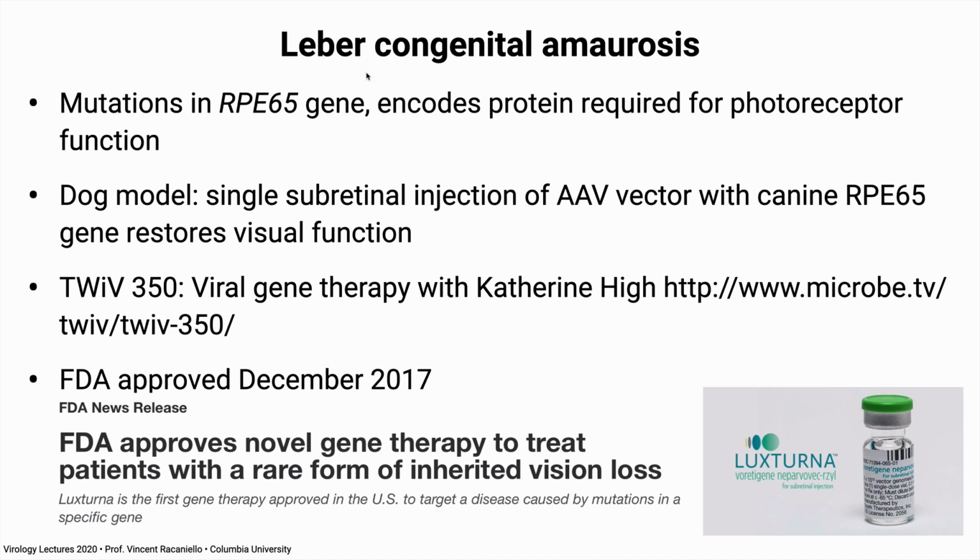And so in this one trial for a disease called Leber congenital amaurosis, these patients have mutations in the retinal pigment epithelium 65 gene, which is needed for photoreceptor function. It's defective, so they can't see. In dogs, a single subretinal injection of AAV with the dog gene, and these dogs have the blindness, restores visual function. So after these preclinical studies, it went into human. Eventually, the FDA approved it in December of 2017 to treat blindness. It's called Luxturna. And I interviewed one of the principals who was working on this at UPenn, Catherine High, and you can see that on TWIV 350.